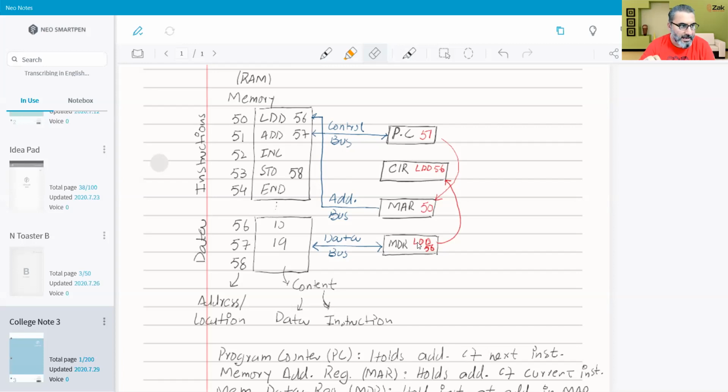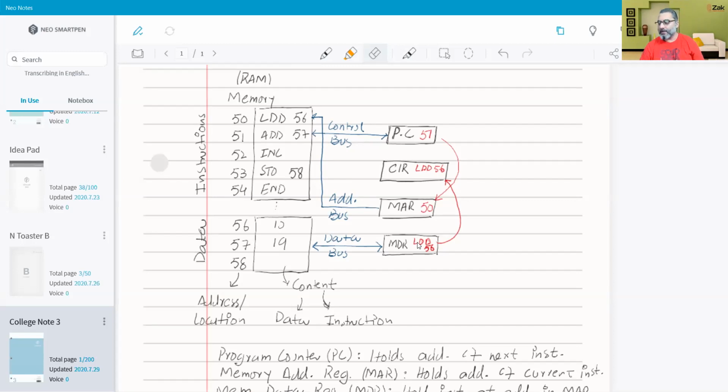Now the part from PC to MAR to MDR is called fetch. So if somebody asks you what is fetch, you would say that the address of the next instruction from PC goes to MAR, MAR then points to memory, and from memory that instruction arrives in MDR. And from MDR, it goes to CIR, that is fetch. And then CIR decodes and executes it. But there is a little more attached to it. We will discuss it.